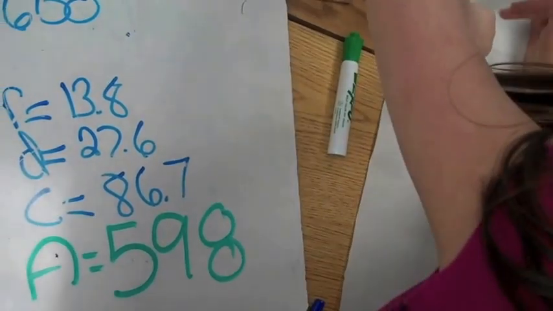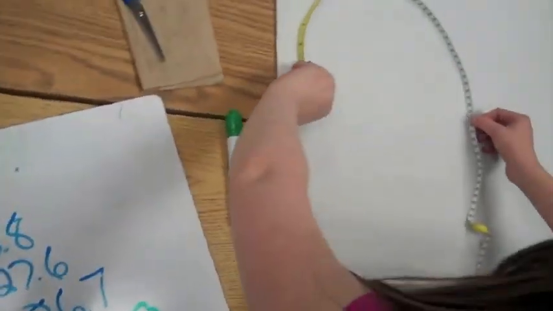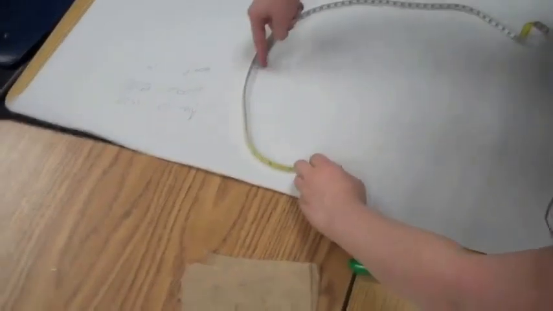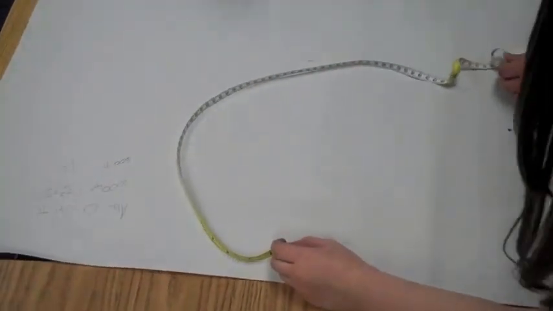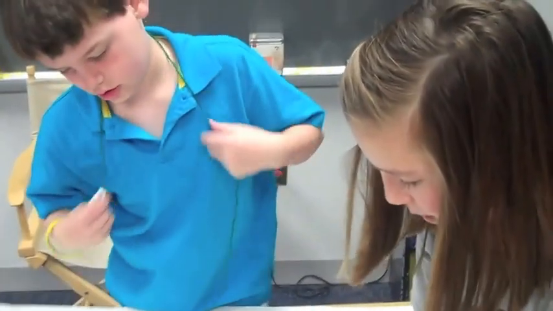Wait, right? That's the diameter. Walk me through each step. Would the diameter still be how tall it is? Yeah, it would. So should we mark a line in there? We would do 27.